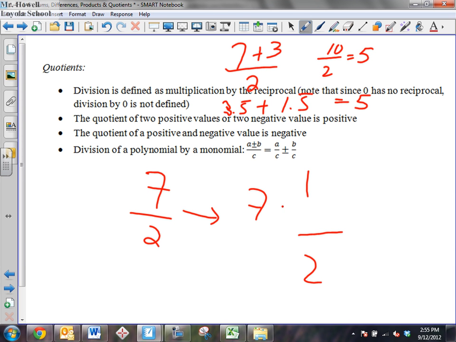Same answer, right? Again, whenever you're dividing something by a monomial, you can divide it into each of these individually. Okay, remember that, please. It's very important. We're going to use this a lot this year.